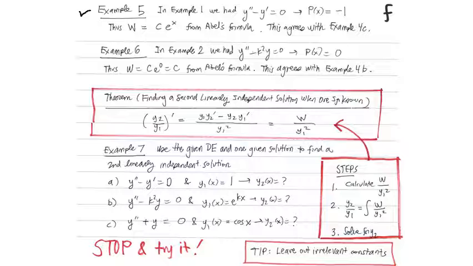In example 1, we had y double prime minus y prime equals 0 as our differential equation, which is already in normal form. So reading off the coefficient of y prime, big P of x is -1. Plugging that into Abel's formula and integrating, we get that expression for the Wronskian, which agrees with what we had for the Wronskian in example 4c.